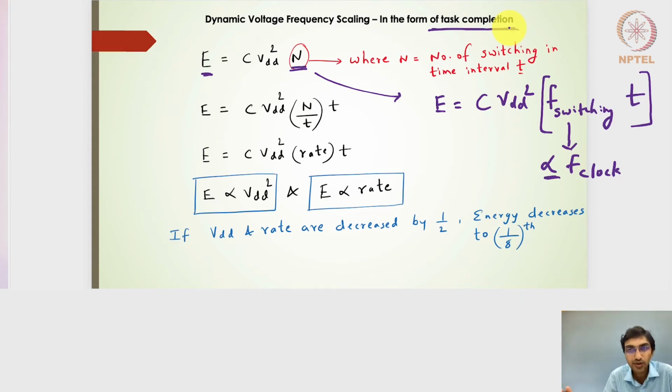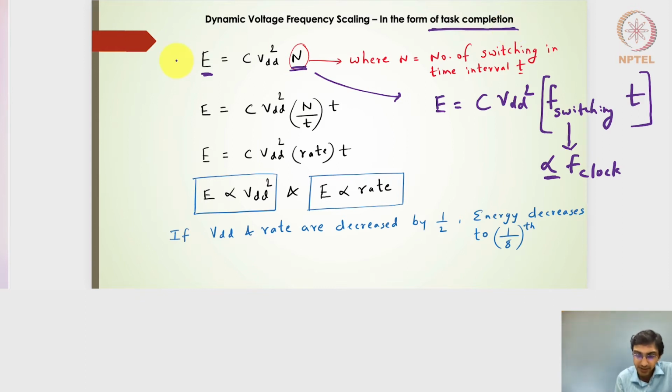And that's what we are going to look into in this lecture, where we will consider the task completion to see the impact of DVFS on the energy term. Remember that DVFS is basically a technique to reduce the energy that is required for the completion of the task. So we will try to evaluate how much energy has been reduced or saved, or how much energy benefit we will get using the DVFS technique.